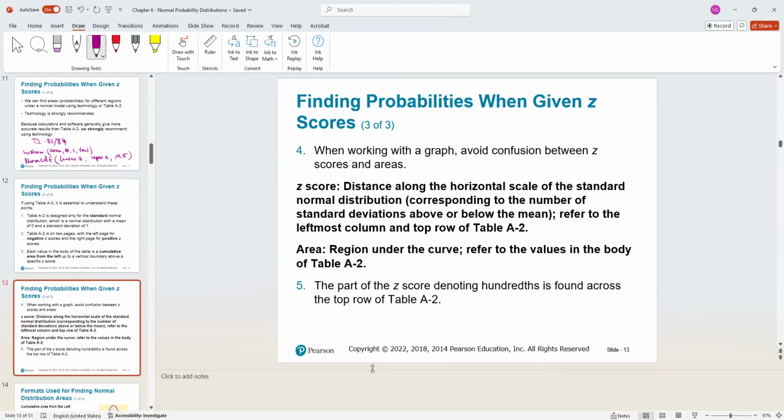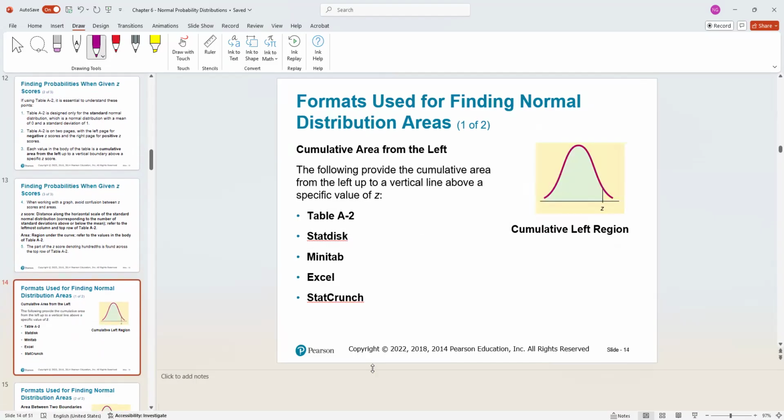So, for now, I know you don't see it yet. It sounds good, but let's see the tables pretty soon. I'm going to tell you, when working with a graph, avoid confusion between z-scores and areas, because z-scores are distance along the horizontal scale. Keep these, because I'm just giving you the steps to follow to find probabilities from the tables. But as I said, we're going to have a chance to do it.